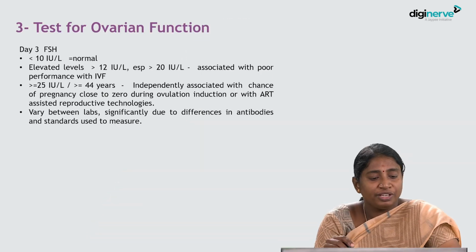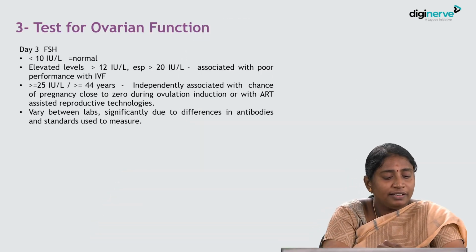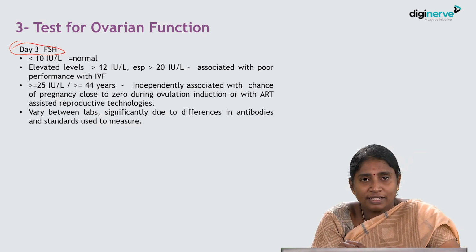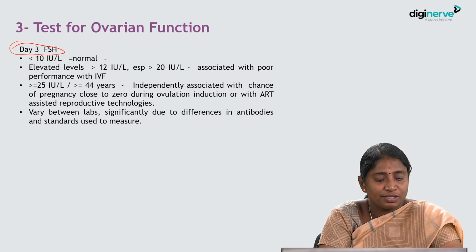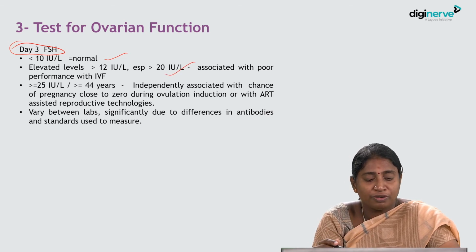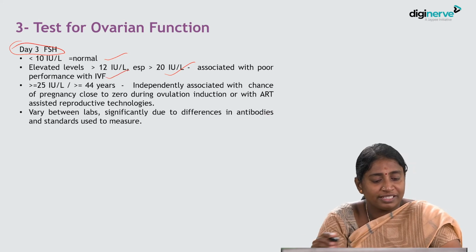The test for ovarian function. The day 3 FSH serves as a test for ovarian function. Less than 10 international units per liter is normal. Elevated levels of more than 12 international units per liter, or especially more than 20 international units per liter, are associated with poor performance with in vitro fertilization.